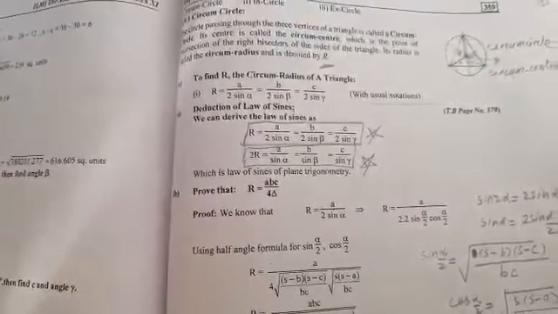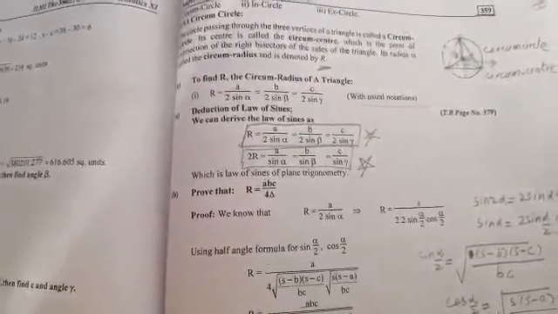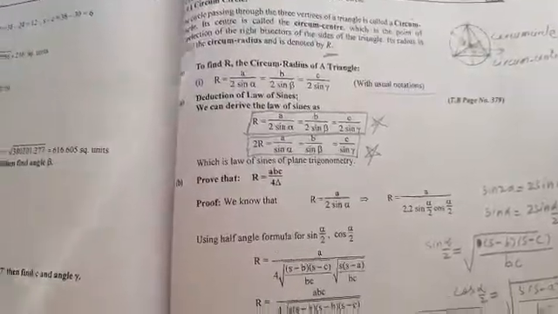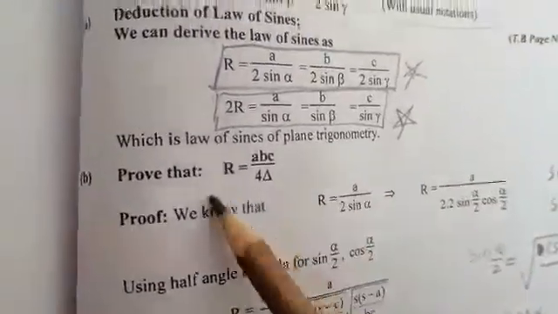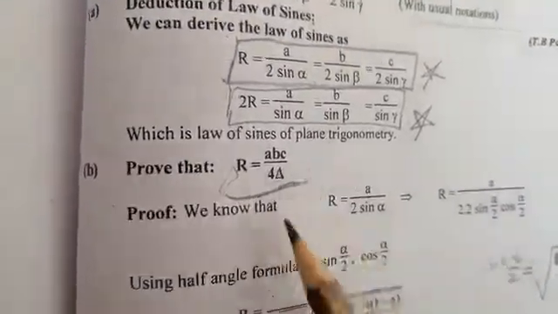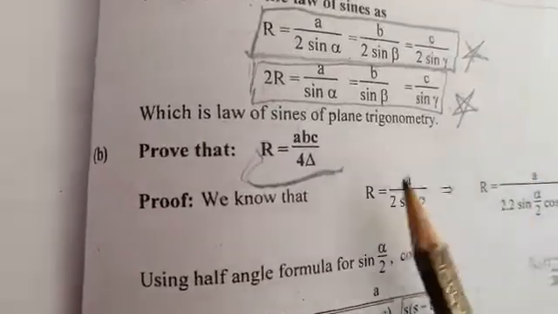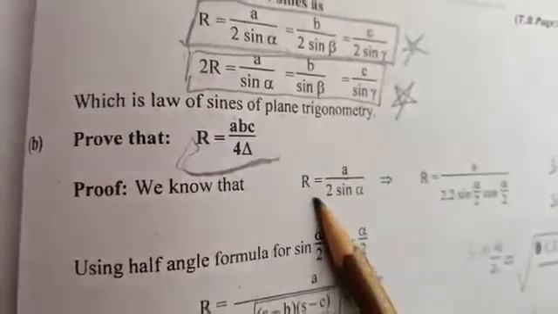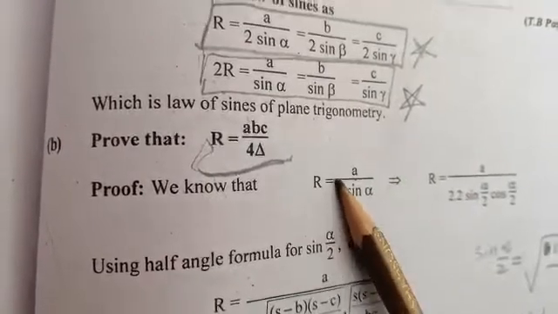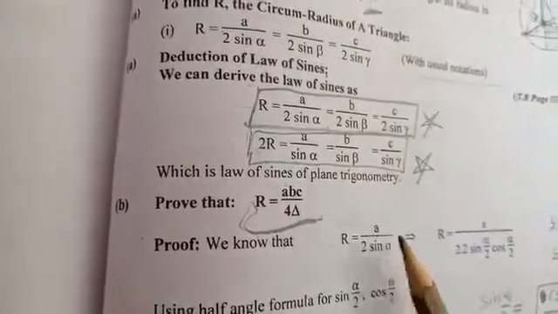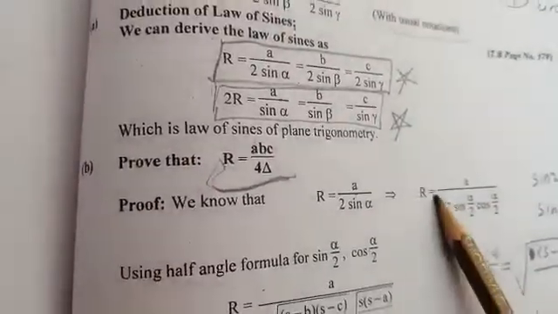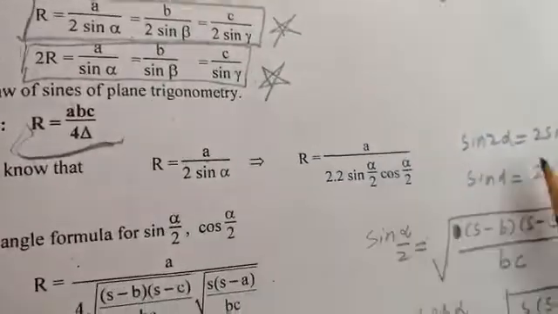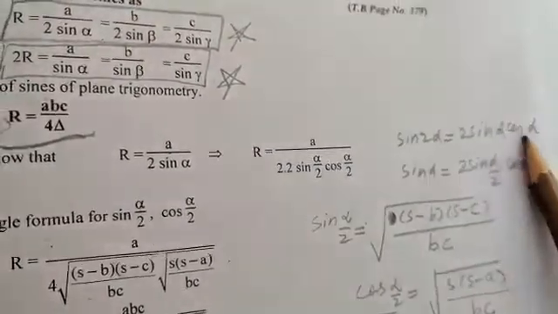First very important result, we have to prove that capital R is equal to abc over 4 delta. It's very important and very interesting formula. Capital R is equal to abc over 4 del. 4 del means area of triangle. As we know, capital R is equal to a over 2 sin alpha, and we know sin 2 alpha is always equal to 2 sin alpha into cos alpha.